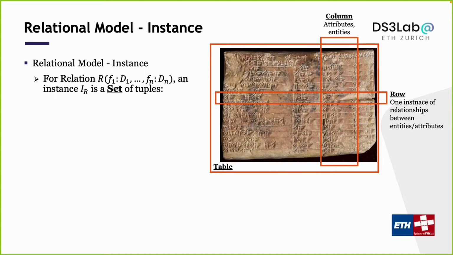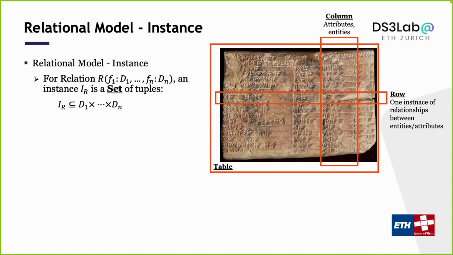Right? So now let's try to model the content of that relation. An instance of this relation, we call IR, is simply a set of tuples that satisfy the data type constraint. An instance is simply a subset of this cross product. If I think of a relation as a table, an instance of this relation is the table's content.